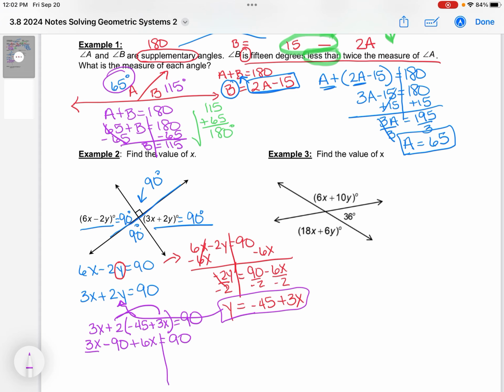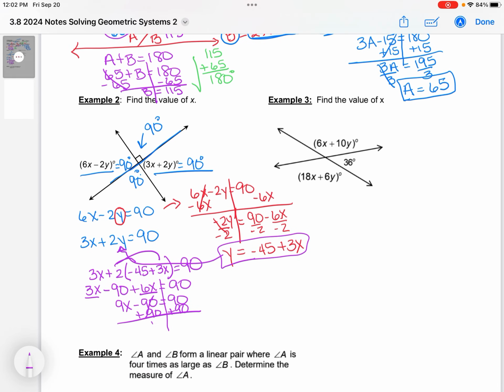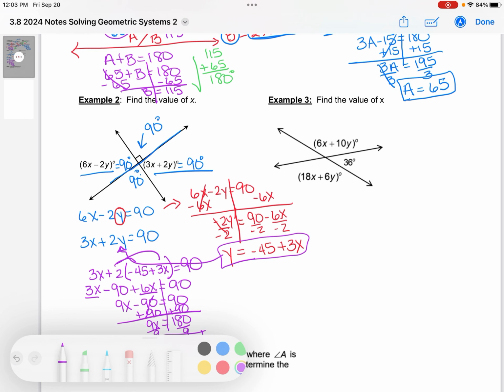Don't get excited because it's not going to be a 0. I'm going to have 9x minus 90 equals 90. I'm adding 90 to both sides. So 9x equals 180, which means x equals 20. Okay.